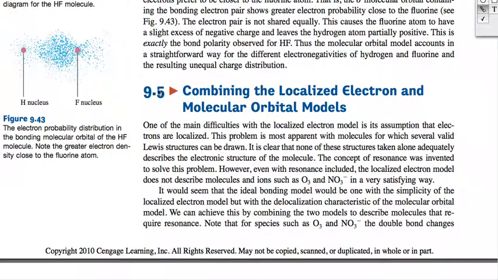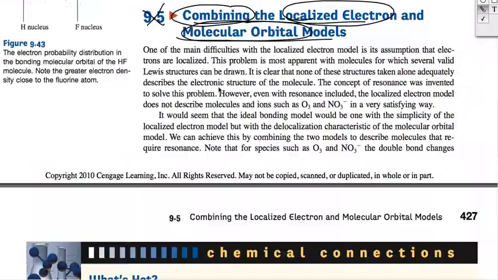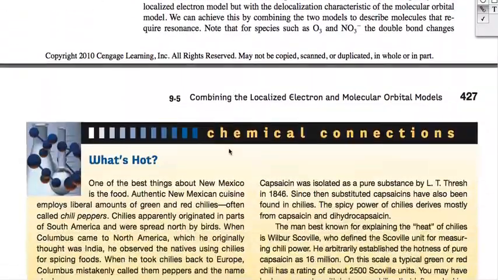You don't need to worry too much about 9.5. I encourage you to look through it. But basically, it's just saying that the localized electron model, which is using the hybridized orbitals, and the molecular orbital model, which is using the energy levels, they all have their deficiencies. They have their weaknesses and strengths. If you combine the 2, then you kind of bring in the strengths of both of them and negate the weaknesses of both of them. Okay? But that's not really a big deal for you to focus on.